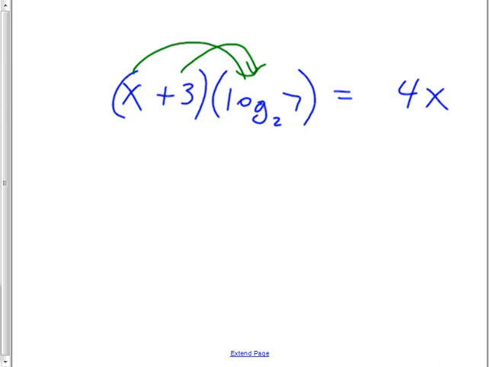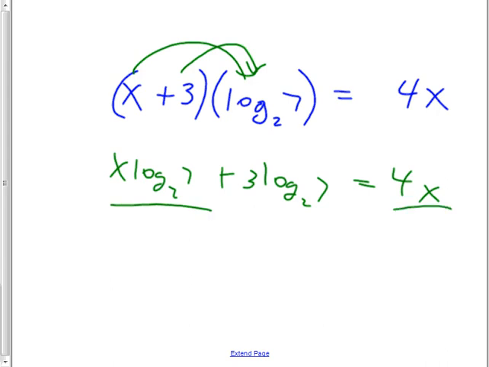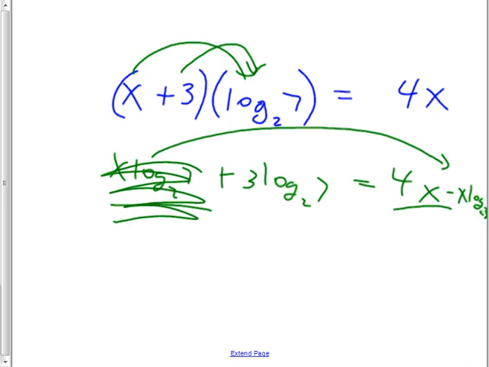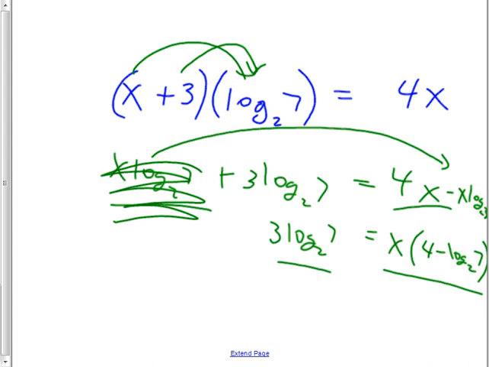And then I would have x's on both sides. Then I would move all the x's to one side. So I'm going to show you this one quick. X log base 2, 7 plus 3 log base 2, 7 equals 4x. Then I got x's on both sides, here and here. I'm going to choose to get this one over there. So that'll become minus x log base 2, 7, sorry. Then I could factor the x out, and I'd have 4 minus log base 2 of 7 equals 3 log base 2 of 7. And I would have to divide both sides then, and again I got x alone. Divide by 4 minus log base 2, 7.